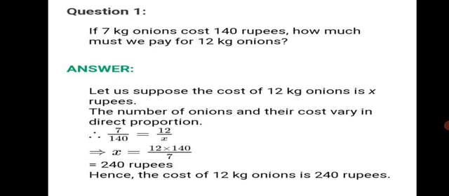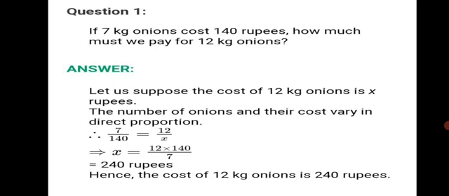So what have we done in this sum here? We have assumed the missing part to be x, that is the cost of 12 kg onions. Then we have written a statement that the quantities vary in direct proportion. Then we have written them in the proportion, 7 upon 140 is equal to 12 upon x. And we have worked it out by cross multiplying. So this way you have to write your steps and then the final answer in statement.